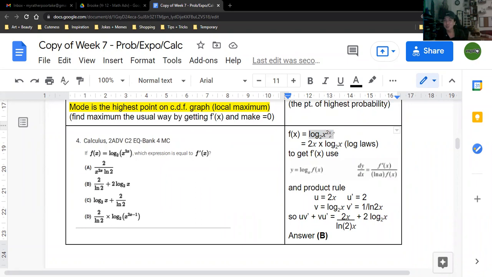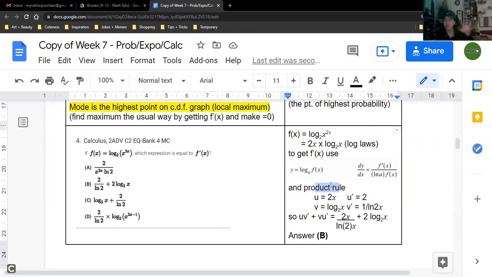So you need to use the log laws where you can take the exponent and put it at the front of the expression, and now you have two separate functions. So you have a function 2x, and you have a function log base 2 of x. And now you can differentiate it. So there are two separate things, so you need to use the product rule.